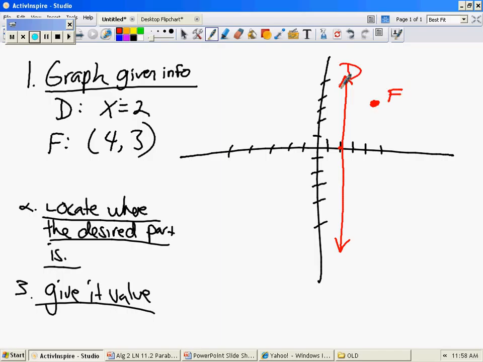Where should the vertex be located? Step 2. Where should it be? It should be between them, right? All right. So that would mean it'd be like right about here, dead smack in the middle. So it's one space away from the F and one space away from the D because there's a total of 2 spaces between them, right? So there's my V. So now we just have to give it some value. How far over is my vertex? Over 3 up 3. So my vertex is 3, 3.